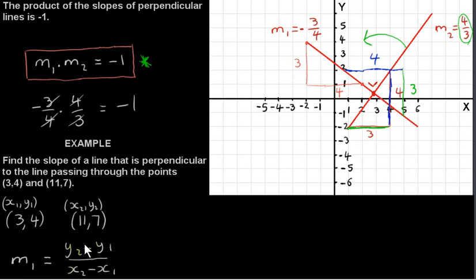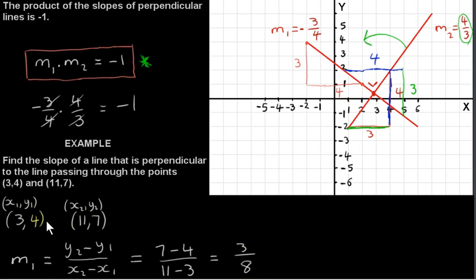So in the last video we used this formula here. So just plug in the values, label one of the points x1, y1, doesn't matter which one, label the other point x2, y2. So y2 is 7 minus y1, which is 4, divided by x2, which is 11, then we have a minus sign, then x1 is 3. So we get 7 minus 4 is 3, 11 minus 3 is 8.